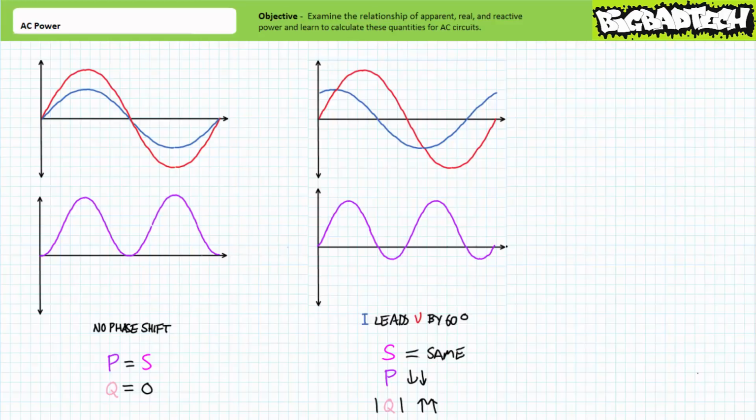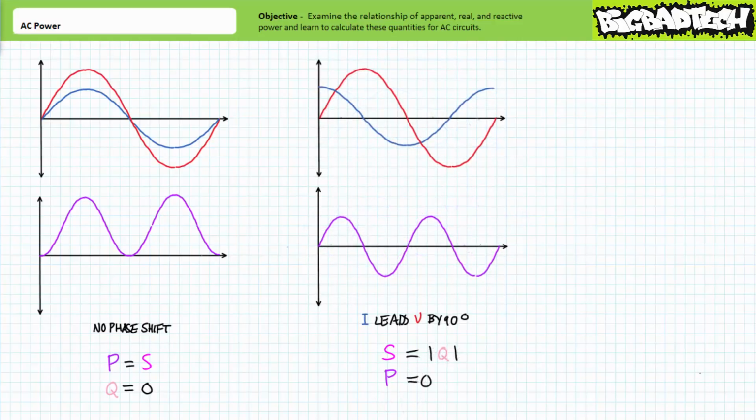Given this increased cyclical interchange of reactive power, the real power, being the average of the power waveform, appears to be even smaller than it was previously. Apparent power for this scenario remains unchanged. In summary, when current leads voltage by an increased amount, apparent power remains the same, real power decreases, and the absolute value of reactive power increases.